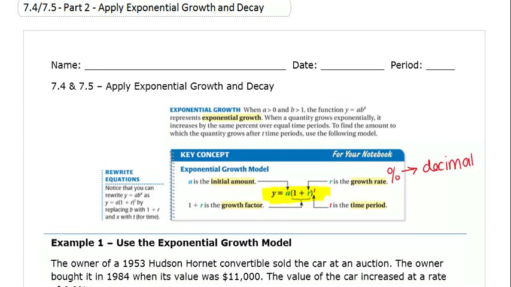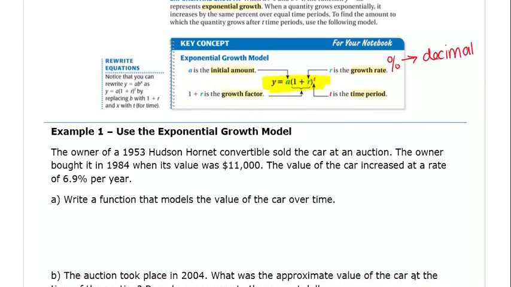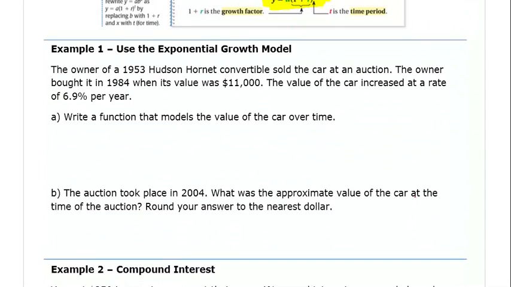So let's look at how we are going to use this. Example 1. The owner of a 1953 Hudson Hornet convertible sold the car at an auction. The owner bought it in 1984 when its value was $11,000. The value of the car increased at a rate of 6.9% per year. So we're going to write a function that models the value of the car over time.